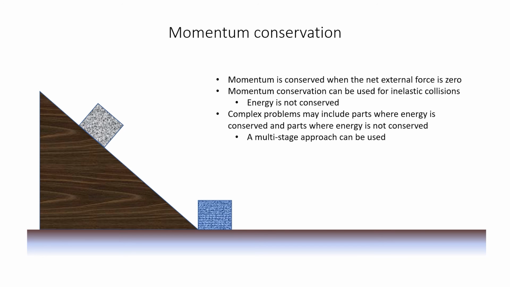So to recap, what we did was we talked about when momentum is conserved, that's when the net external force is zero. We can use momentum conservation for inelastic collisions. Those are collisions where two things stick together completely. Energy is not conserved during a completely inelastic collision or even a partially inelastic collision. For complex problems, there may be parts where energy is conserved, but momentum is conserved in other parts, so we can use a multi-stage approach for problems that are more complicated.